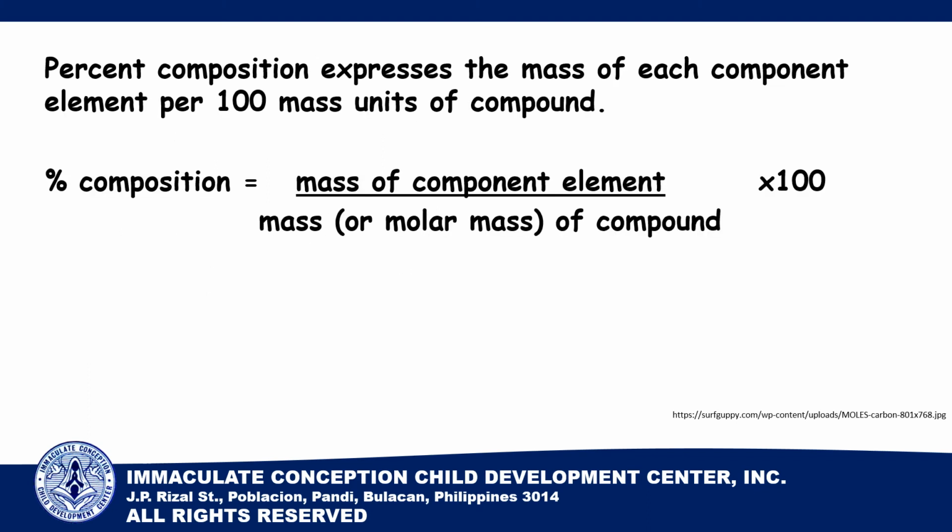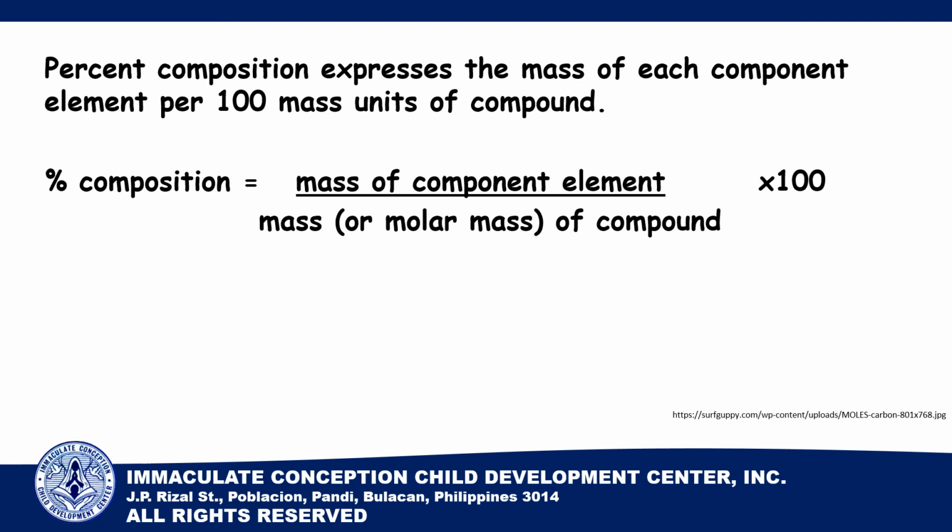Percent composition expresses the mass of each component element per 100 mass units of compound. That is, percent composition is equal to the mass of component element over mass or molar mass of compound times 100.